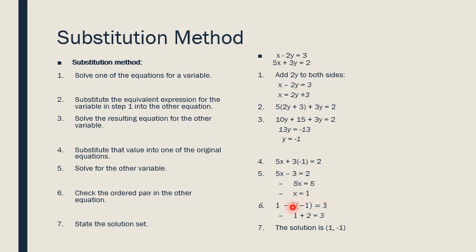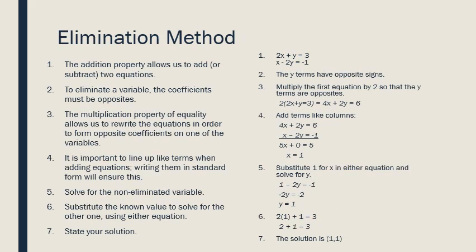I'm just going to check this out to make sure that 1, negative 1 is the solution. In the first equation, 1 minus 2 times negative 1 should equal 3. Well, negative 2 times negative 1 is plus 2, so that's 1 plus 2, and sure enough, it does equal 3. So the solution is 1 comma negative 1, and that will work for both equations.